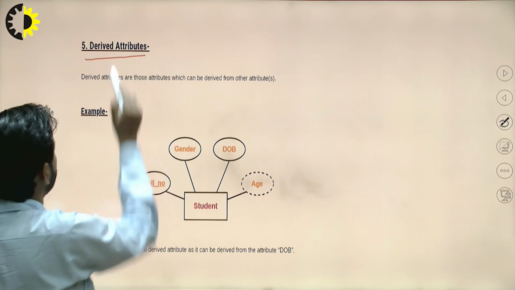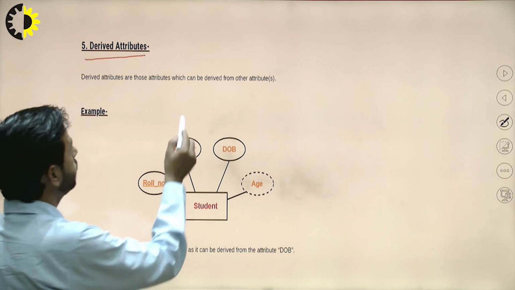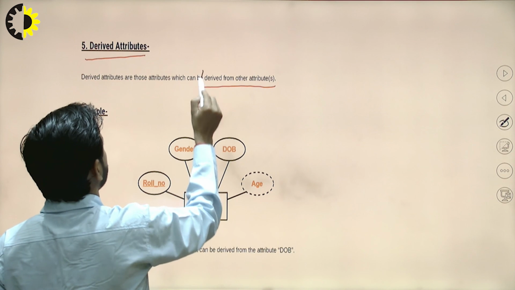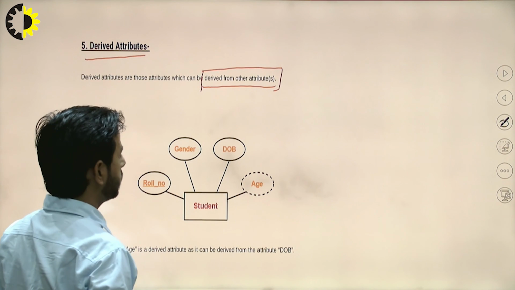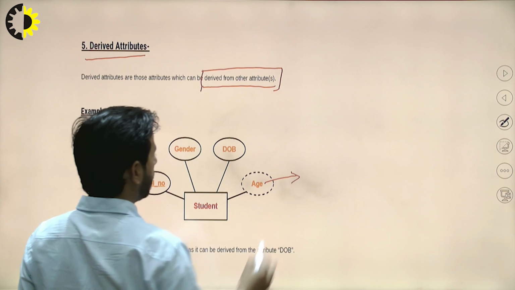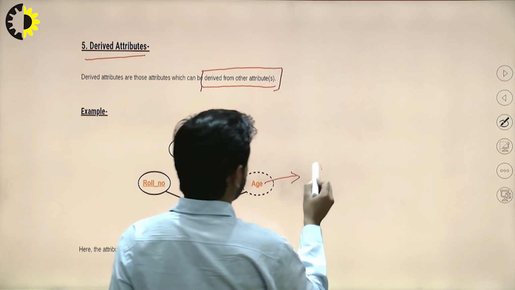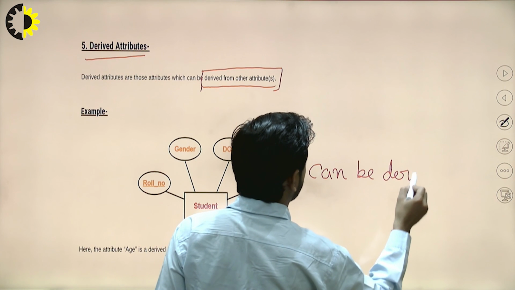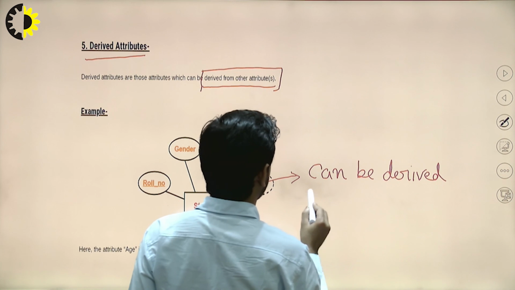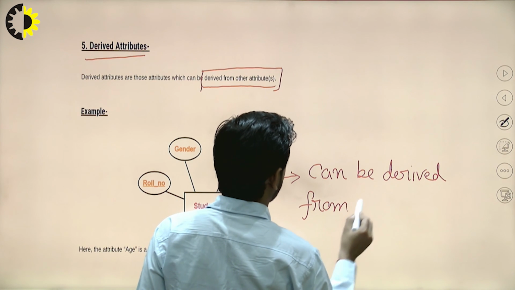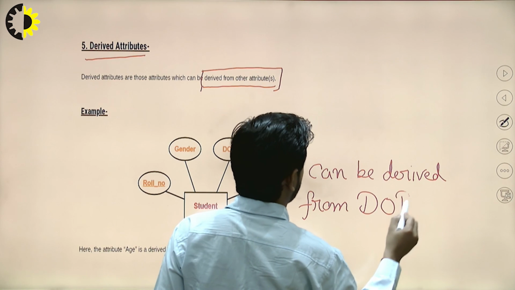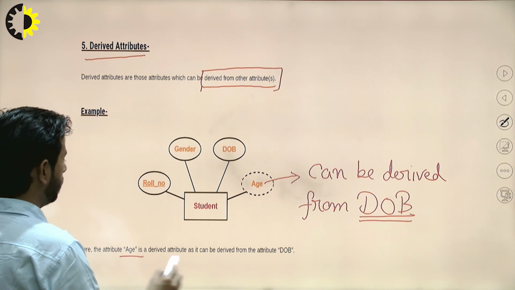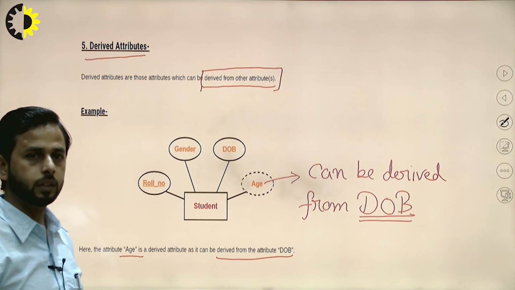Next is the derived attribute. Derived attributes are those attributes which can be derived from other attributes, just like age. Age can be derived from the date of birth attribute. So age is derived, it can be derived from the DOB attribute.